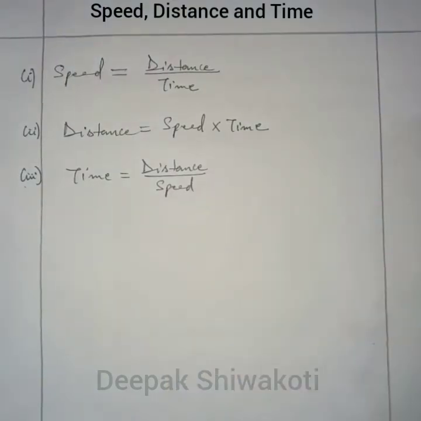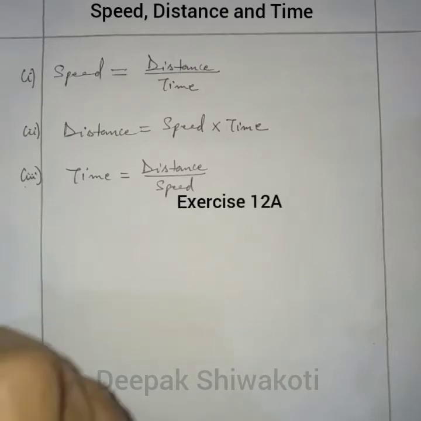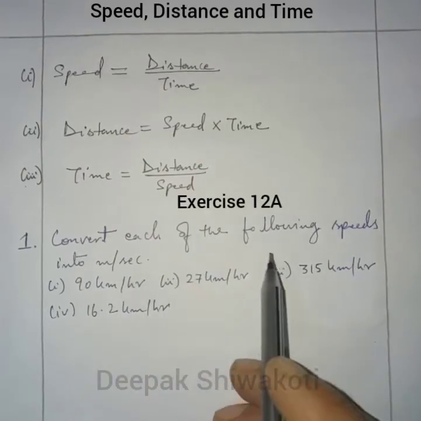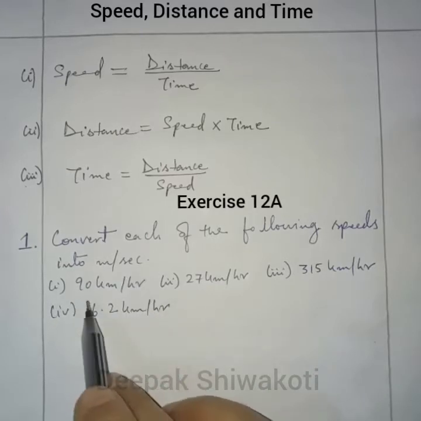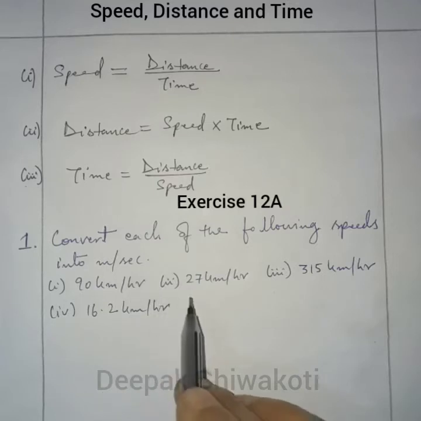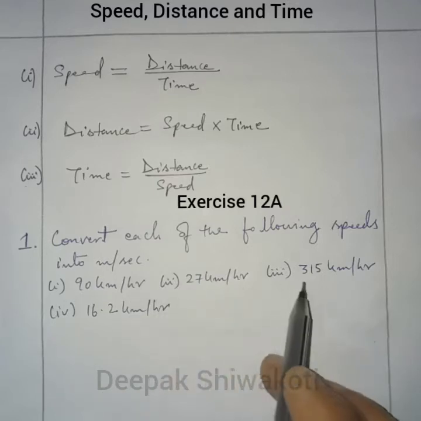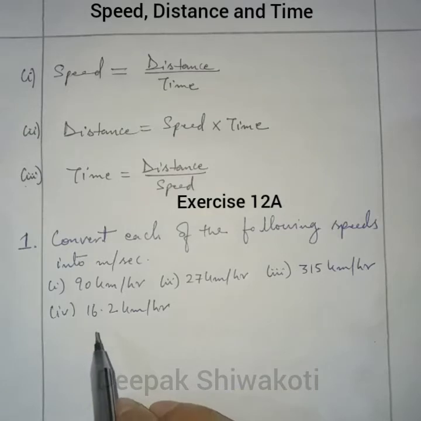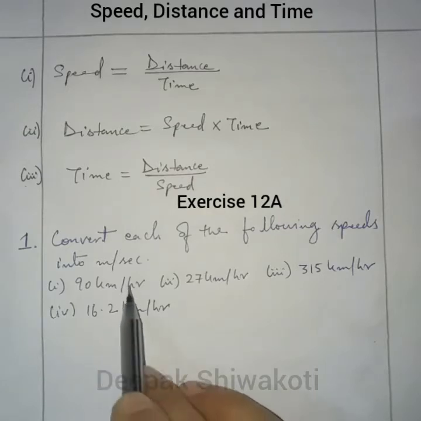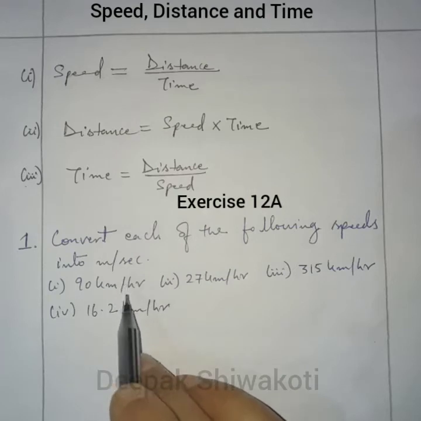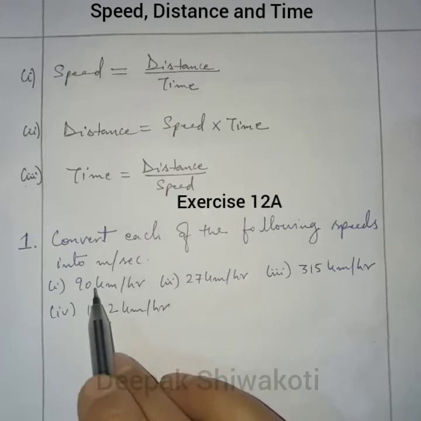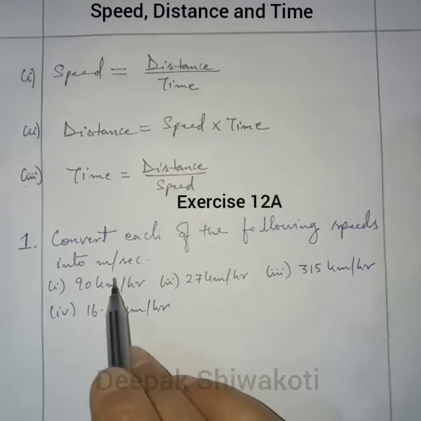Exercise 12a, question number 1, convert each of the following speeds into meter per second. Number 1, 90 km per hour. Number 2, 27 km per hour. Number 3, 315 km per hour. Number 4, 16.2 km per hour. The unit kilometer per hour we have to change to meter per second. So for this we have one fraction 5 by 18. We'll multiply by 5 by 18 to get the speed in meter per second.